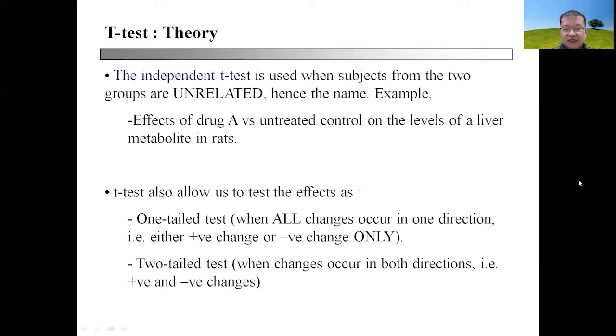T-tests also allow us to test the effects as one-tailed test or two-tailed test. One-tailed test is used when all changes occur in one direction only. Let's say either positive change or negative change only. Two-tailed tests are used when changes occur in both directions. For example, there could be both positive or negative changes after a treatment is applied to the experimental population.